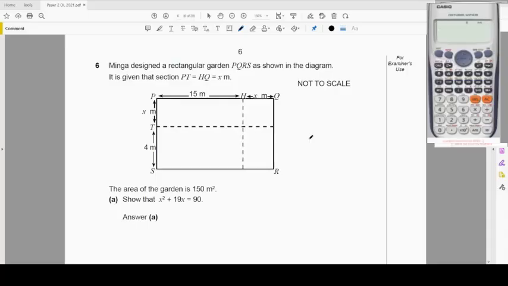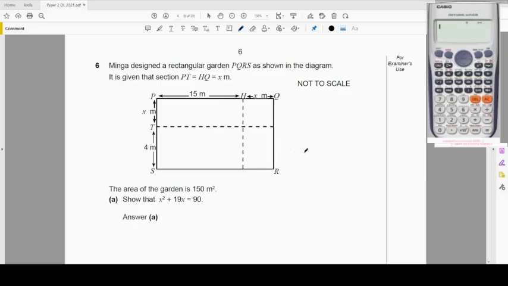Right, question 6. Minga designed a rectangular garden P, Q, R, and S as shown in the diagram. It is given that the section PT is equal to HQ, and both of them are equal to X meters. The area of the garden is 150 meters squared. Show that X squared plus 19x is equal to 90.